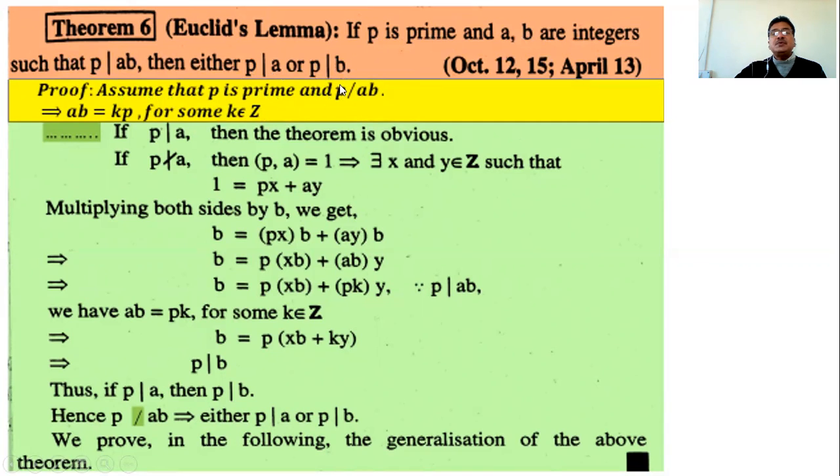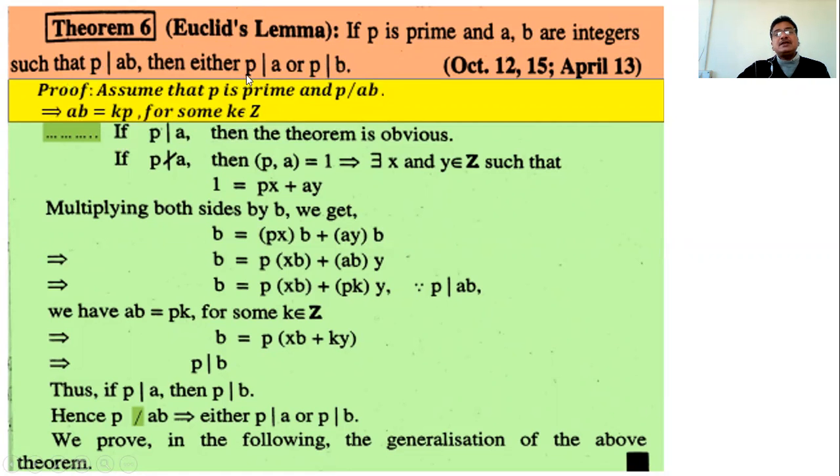We assume that A and B are integers and P is prime. Then P divides AB implies AB can be expressed in the form P times some integer K, or K times P, because P divides AB. This is given. Therefore AB is expressed in the form P times K for some K in the integers. Now we have to show that either P divides A or P divides B.